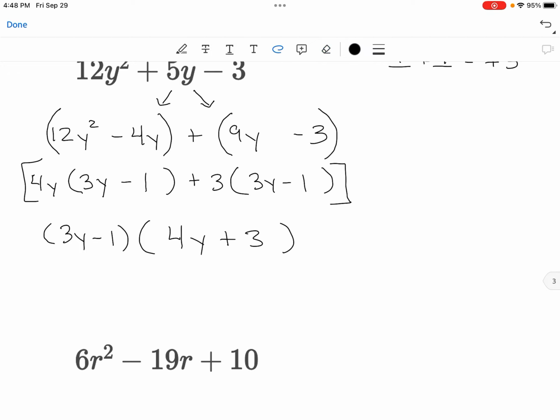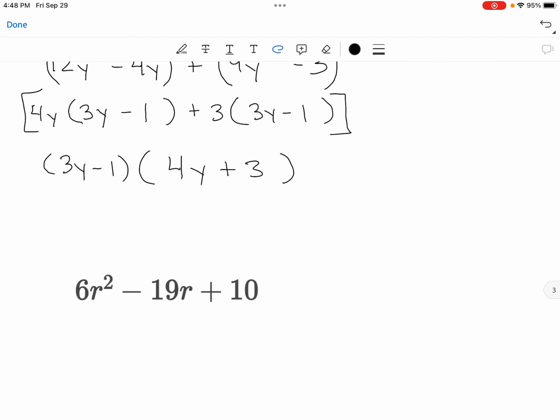Now, the thing that I'm not doing in this video is solving, where if we're going to do something like the zero product property and had it set equal to 0, then we could solve for what y is. But right now I'm just focusing on just factoring.